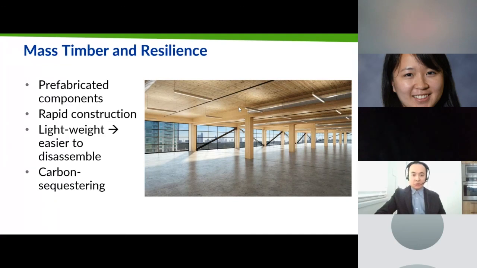First of all, mass timber typically consists of prefabricated components such as roof panels, floor panels, and wall panels, etc. And these panels typically allow for fairly rapid construction on site, and the components are fairly lightweight, which makes them easier to disassemble, perhaps, compared to more conventional materials. And also, timber is carbon sequestering.